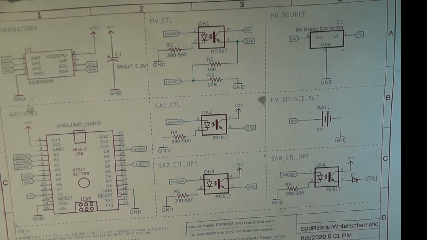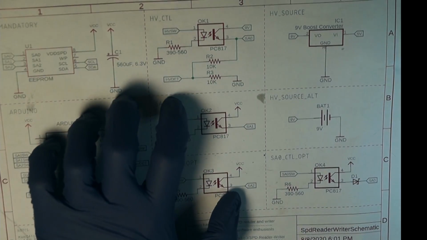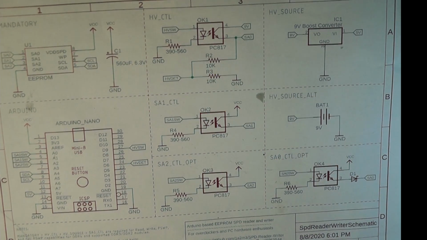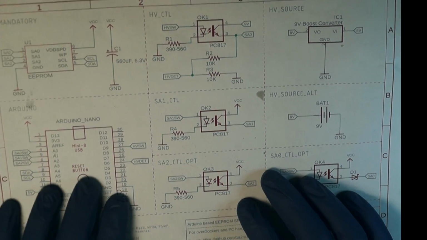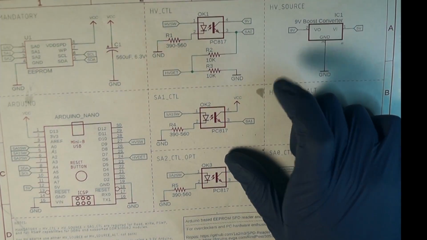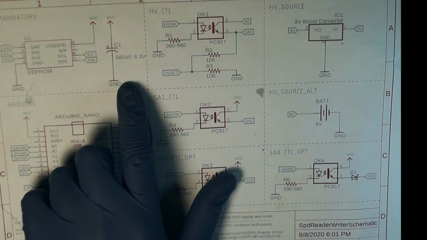So let's talk about the flashing. As I pointed out earlier, we need this to circumvent the permanent software write protection, PSWRP. But basically, we have an Arduino. We need some optocouplers, resistors, and a capacitor here, that's optional, but I would recommend using it.